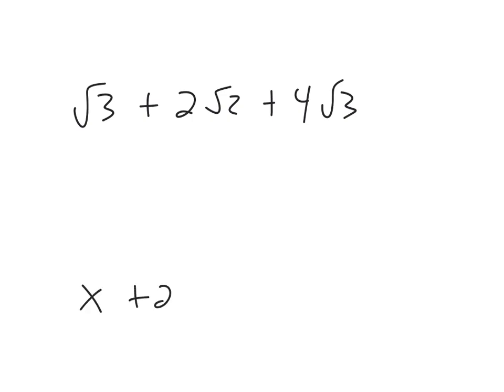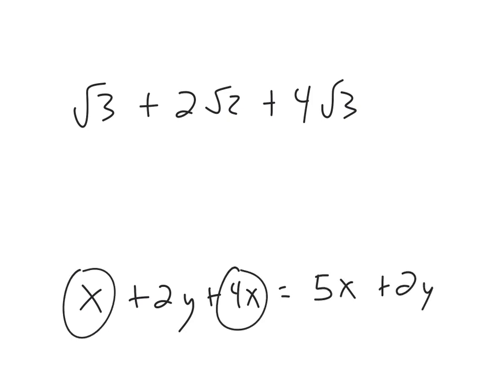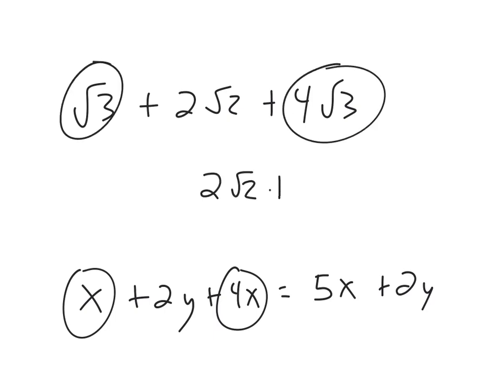What if we had like radical 3 plus 2 radical 2 plus 4 radical 3? It's the same idea. I got x plus 2y plus 4x. I can put some of them together. I could call that 5x plus 2y because these two would go together, right? So the same thing here. These two go together. So I got 2 radical 2 plus 5 radical 3. Okay, because remember, there's a 1 here. There's a 1 here. All right. So we can add and subtract radicals as long as they're the same.